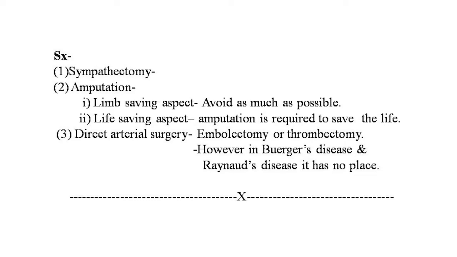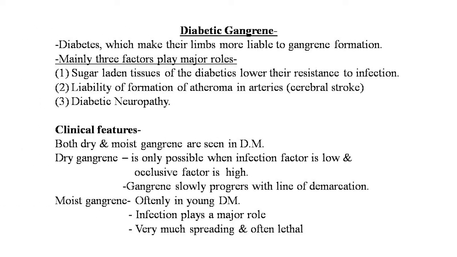Only amputation is mandatory. Now, the next point of this lecture is diabetic gangrene. Diabetes possesses distinct problems which make the limb more liable to gangrene formation. Mainly three factors play a major role. First, the sugar laden tissues of diabetes lower their resistance to infection, so these patients are more susceptible to infection. Second, the second most important factor is the liability of formation of atheroma in the arteries of the diabetic patient.